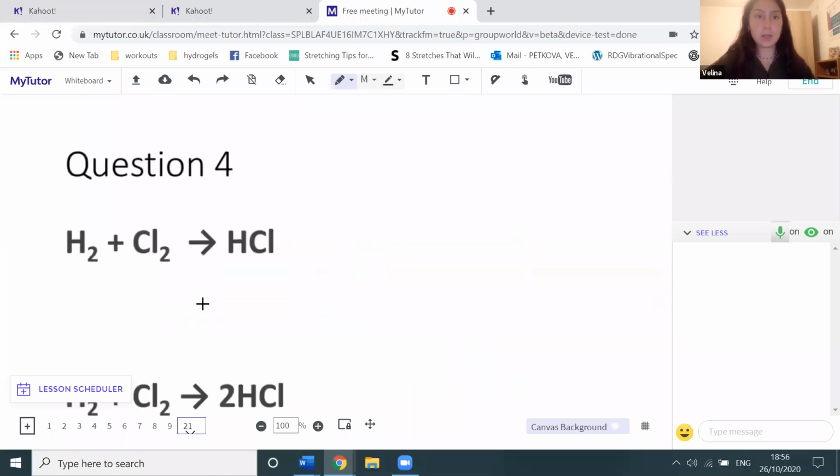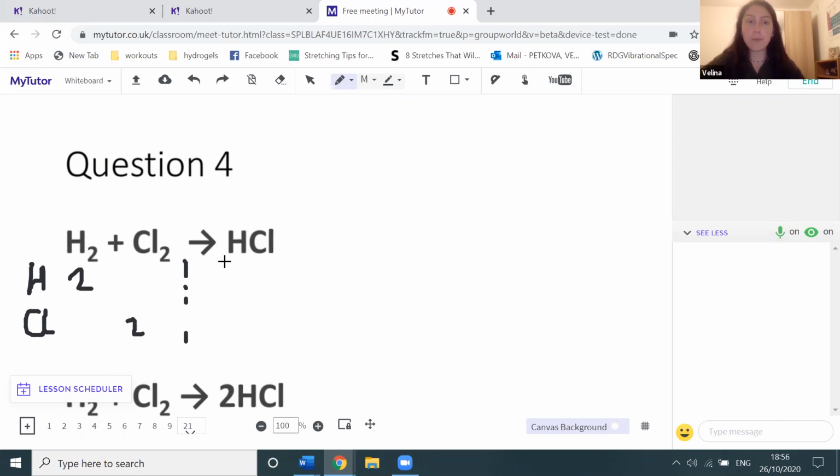Okay, next one. So balance the equation. Like we've seen previously, we're going to think about how many hydrogens we have on the left, and how many hydrogens we have on the right, and how many chlorines we have on the left, and how many chlorines we have on the right. So H2 means the little 2 is telling us that we've got 2 hydrogens, so we put 2 for hydrogen. Cl2, the little 2 is telling us that we have 2 chlorines. And then on the left-hand side, in the formula, it's telling us we've got 1 hydrogen and 1 chlorine. Therefore, to balance it, obviously, on the right-hand side, we're going to need 2 hydrogens and 2 chlorines.